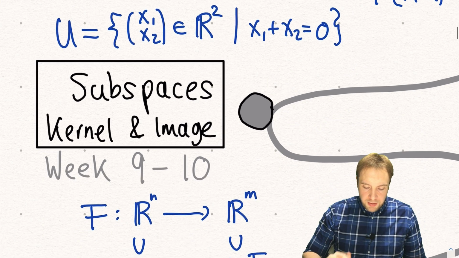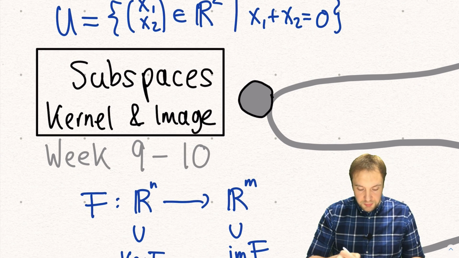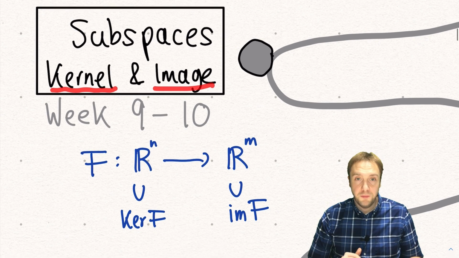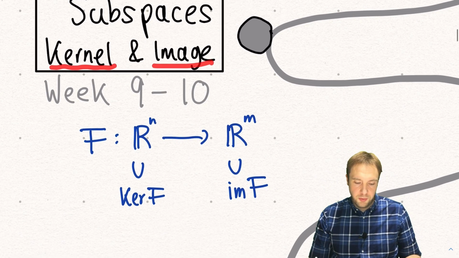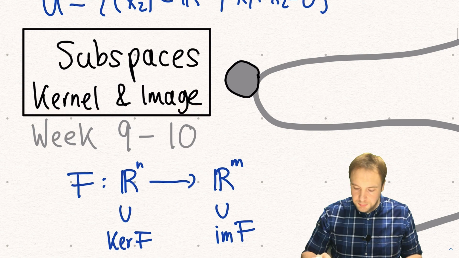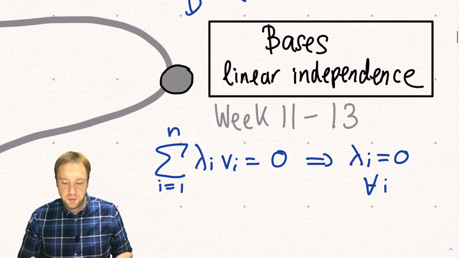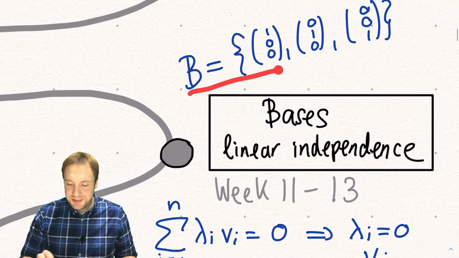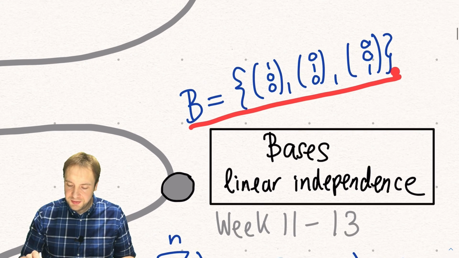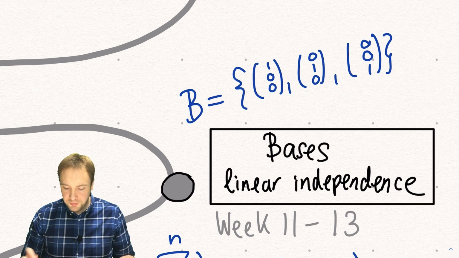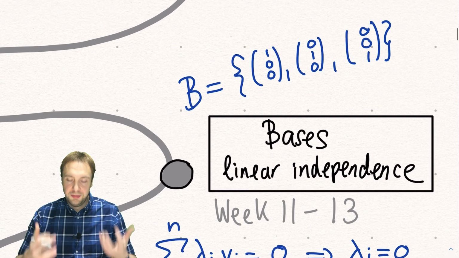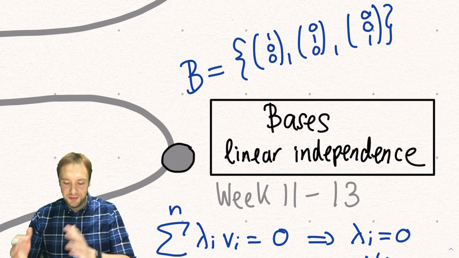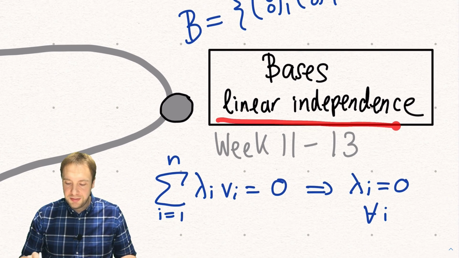And in this time we will also talk about a so-called kernel and image, which will be properties of a linear map, and both of these will also be examples of subspaces. And then we will go on and we'll talk about so-called bases. So for example here, even though we don't know what this is yet, this is an example of a basis in R3. And a basis basically just means that you can write everything as a linear combination of elements in your basis. And we will talk about linear independence.